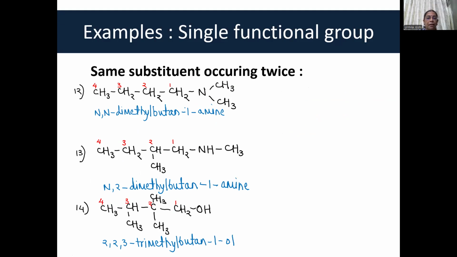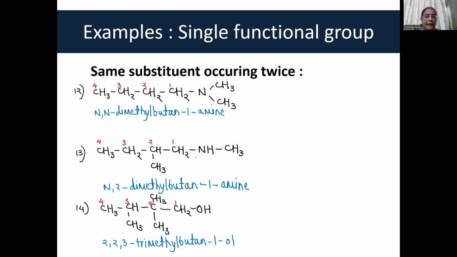Similarly, here, attached to N are 2 methyl groups. Otherwise, without these methyl groups, this would have become butane 1-amine. Now, how to indicate these methyl groups? They are attached to nitrogen. So, N,N-dimethyl butane 1-amine. Okay?